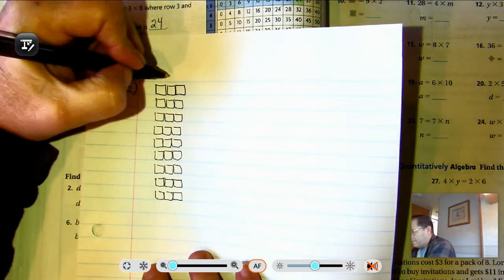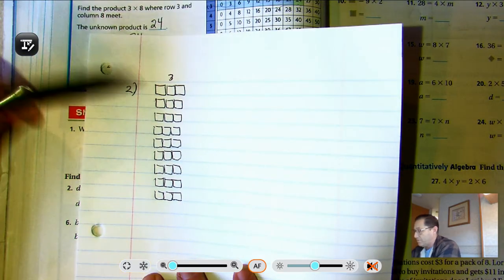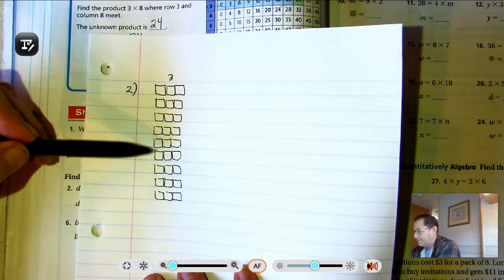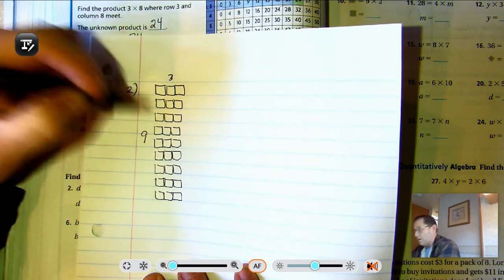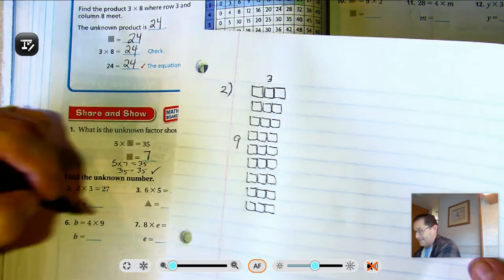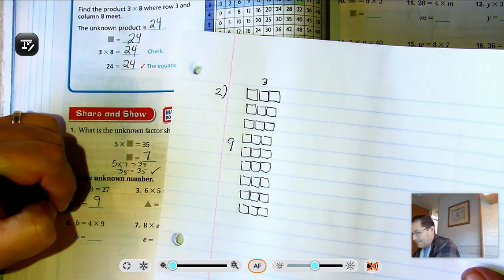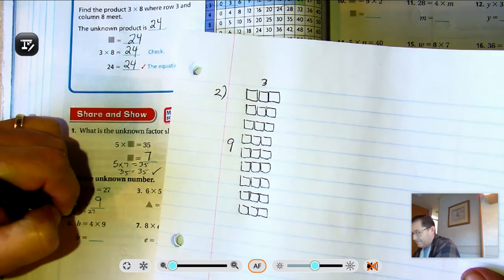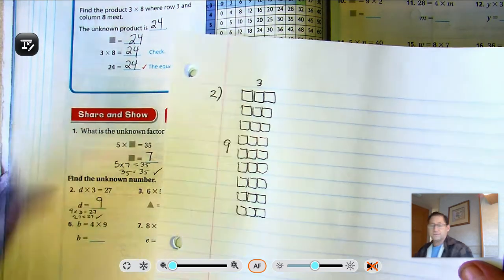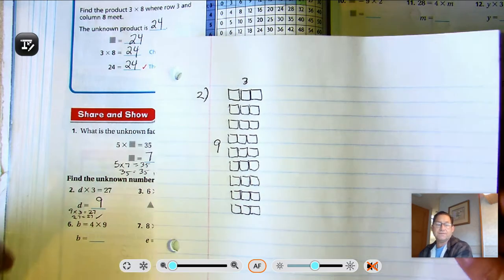So we have 3 in each row. How many rows do we have? 1, 2, 3, 4, 5, 6, 7, 8, 9. So our unknown factor is 9. 9 times 3 equals 27. So 27 does equal 27.